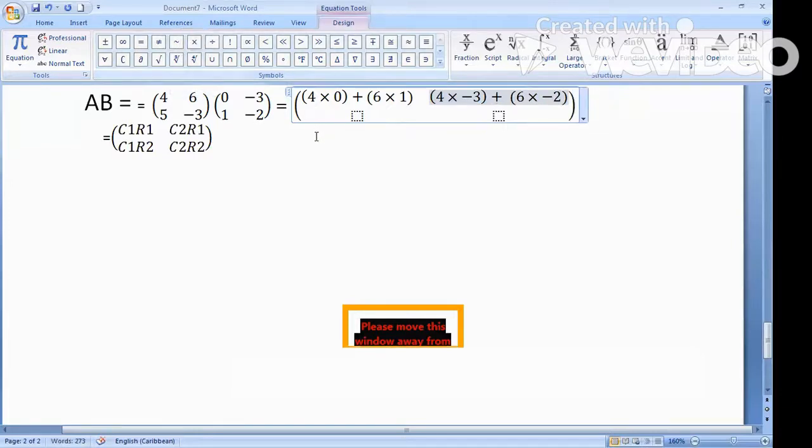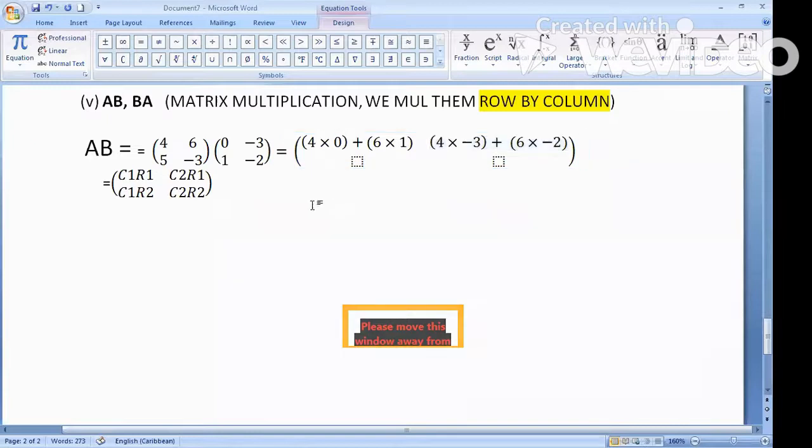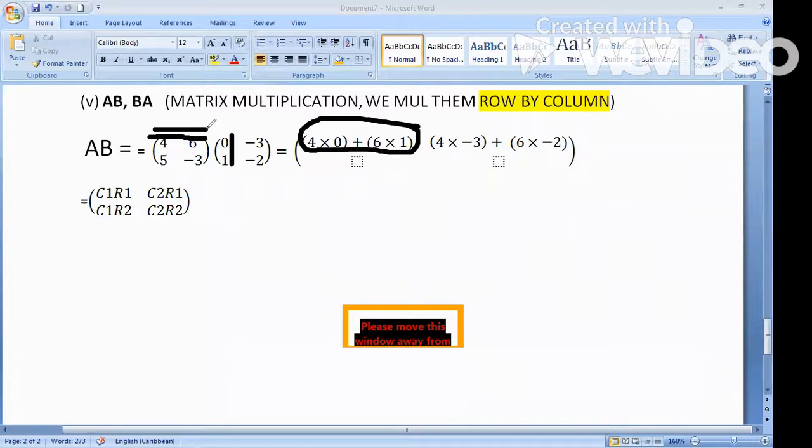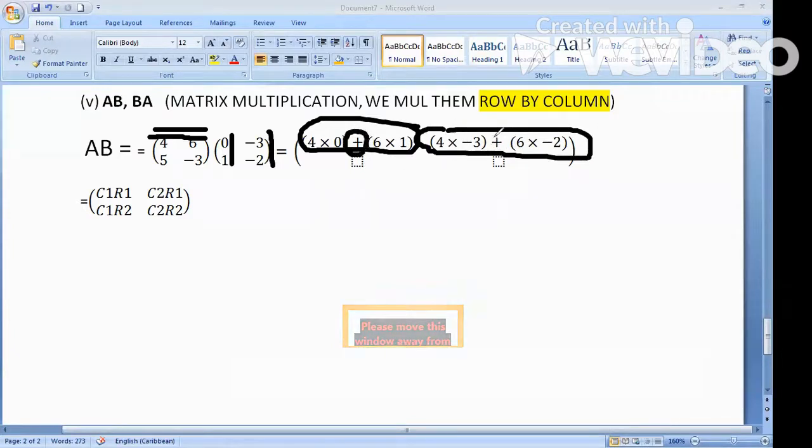It is confusing, I'm not going to lie to you. Everybody get that? Any questions? Let me run it again. It's this row with this column to get this. And then I use the same row with the second column to get this. And notice there's a plus between them.